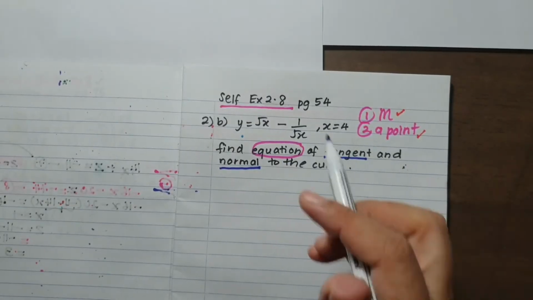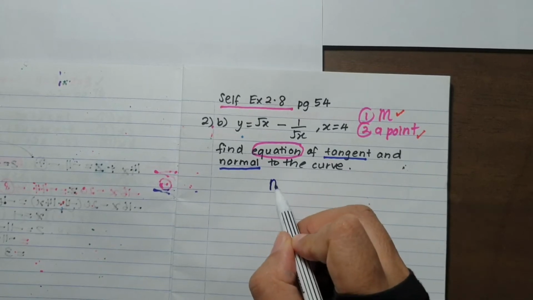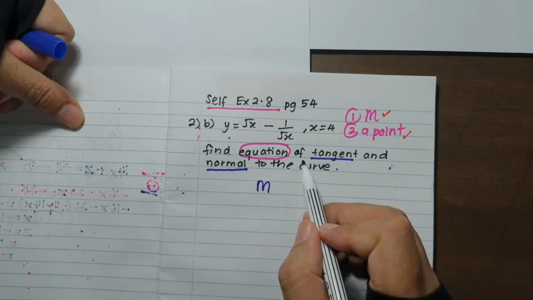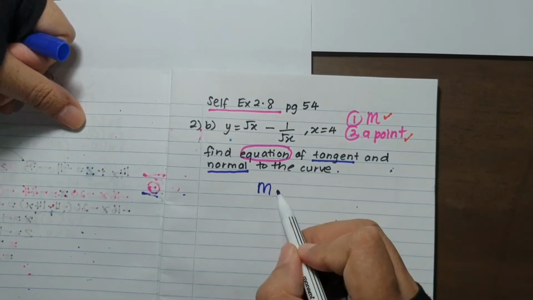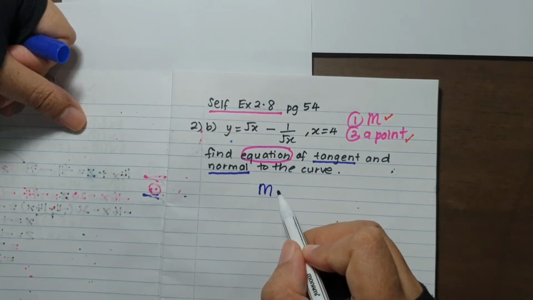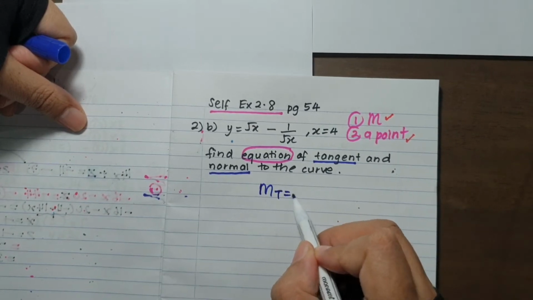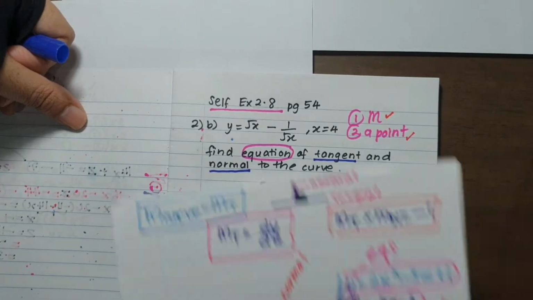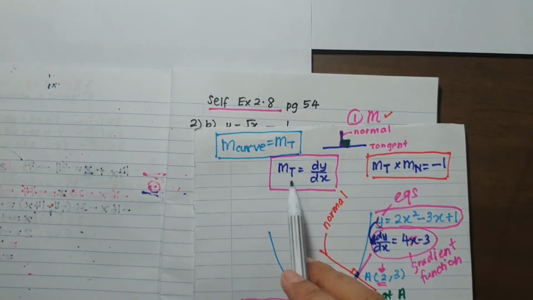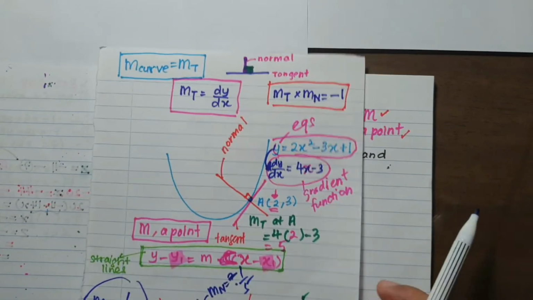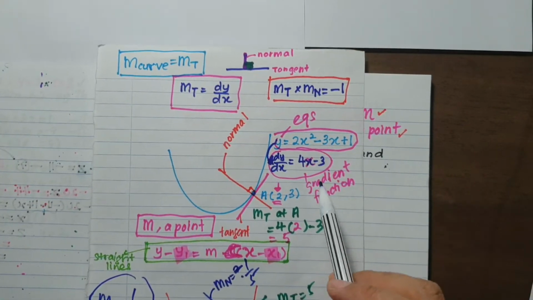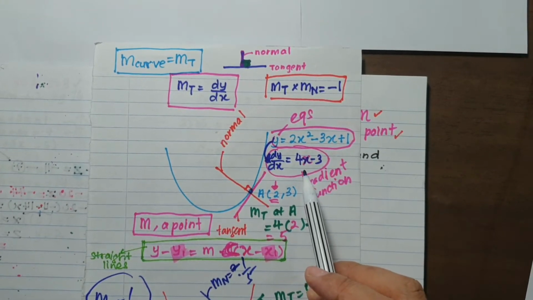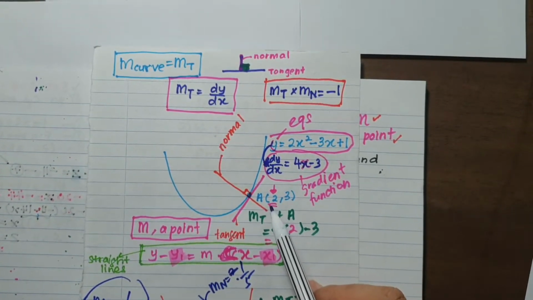First, since you understand that to find an equation, you need the gradient. First, let's find the equation of tangent to the curve. So, how to find the gradient of the tangent to the curve? Always find dy by dx. Why? Once you get dy by dx, you get the gradient function of the curve, and to get the value of the gradient, put in the x coordinate there.